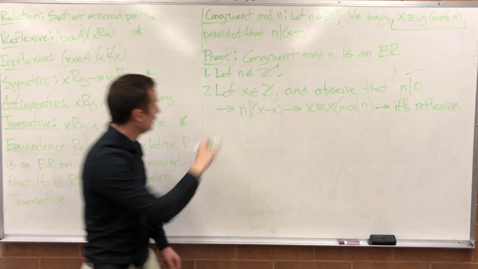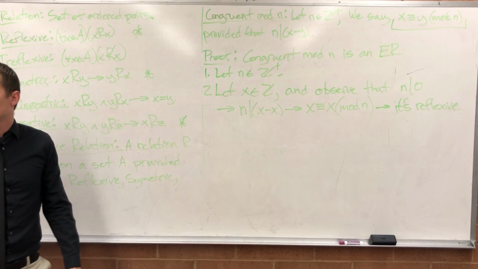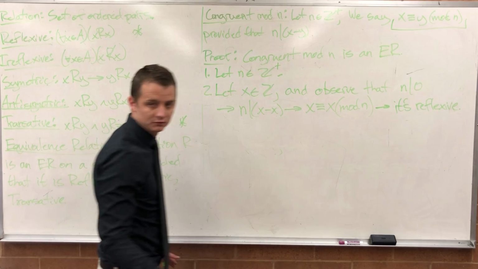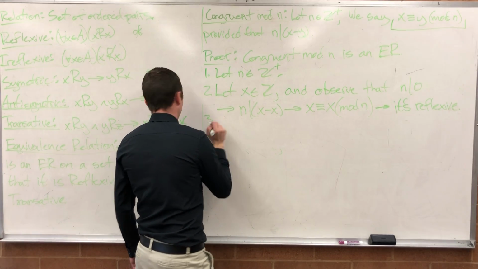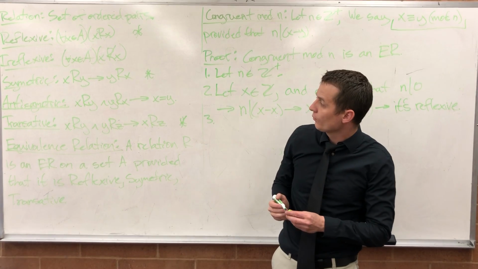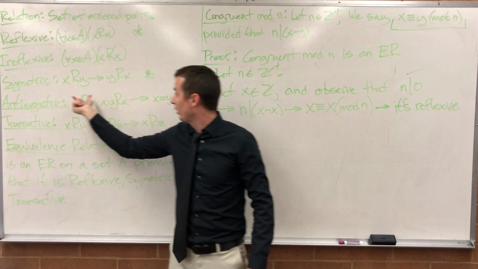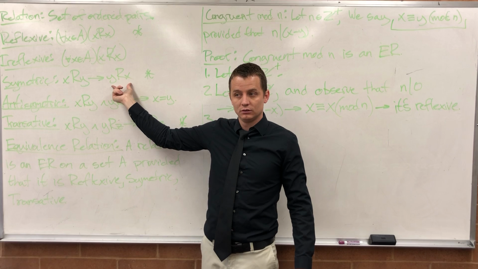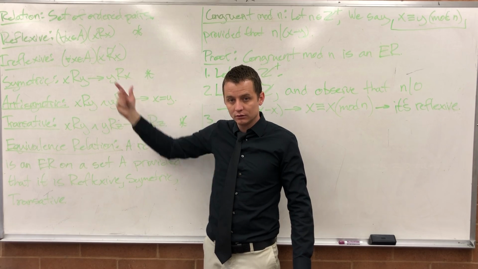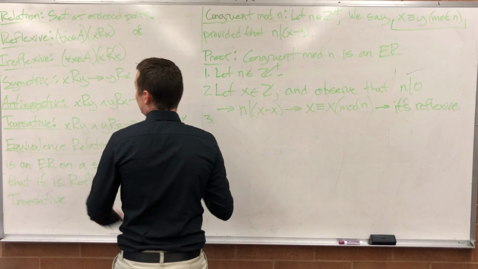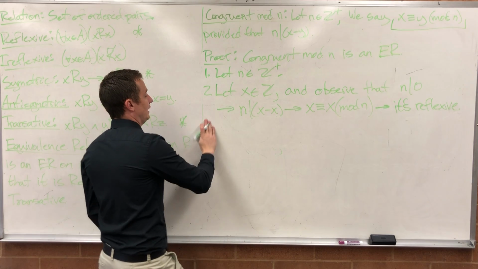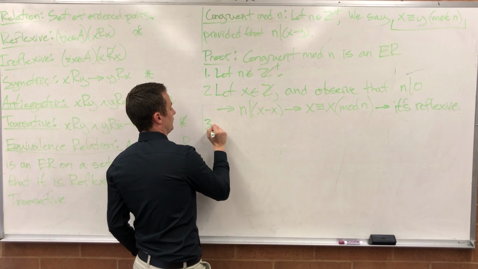Okay, so we've shown that the relation is reflexive. Now we need to show that it's symmetric. So how do we show it's symmetric? We need to show that this being true implies this is true. Right? Alright. So, I've shown an implication, so I need to let the antecedent.